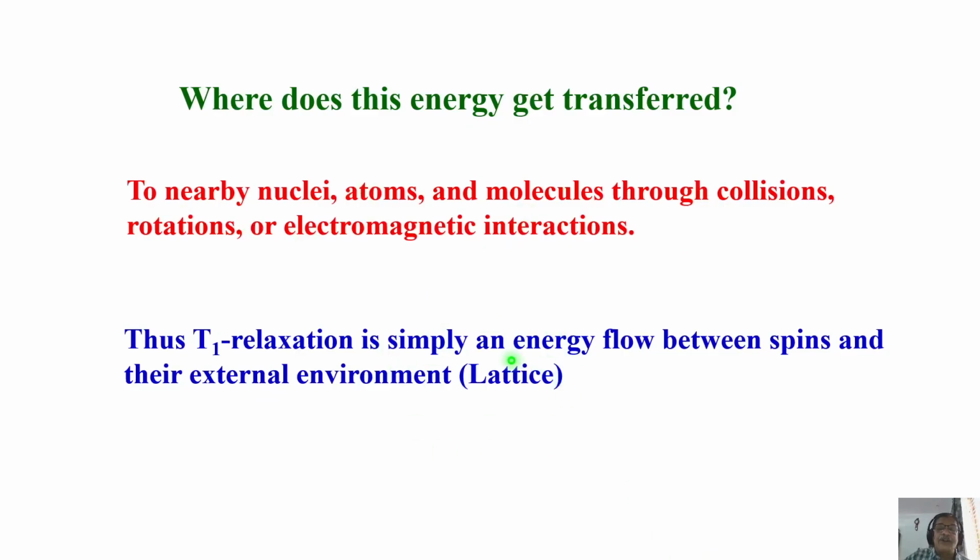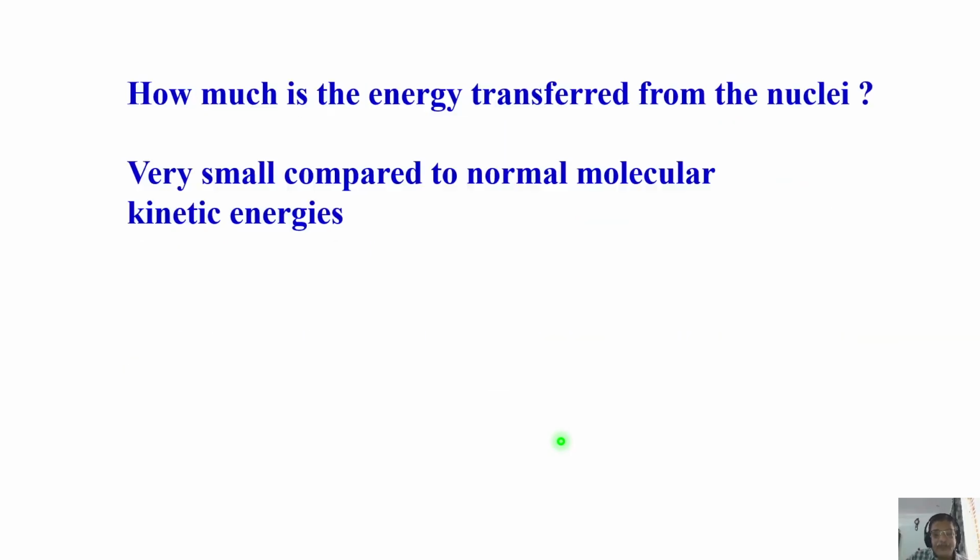Lattice, you don't think like crystal lattice. Any external environment for the nuclei of interest, which absorbs energy given by the spin, is colloquially called lattice. Okay? T1 relaxation is simply an energy flow between spins and lattice. Lattice is nothing but anything surrounding that spin. It's simply an external environment. So what do you mean by that? Relaxation is nothing but an energy flow, especially T1, energy flow between spins and lattice. That's all. Please understand, relaxation is the energy flow between spins and lattice.